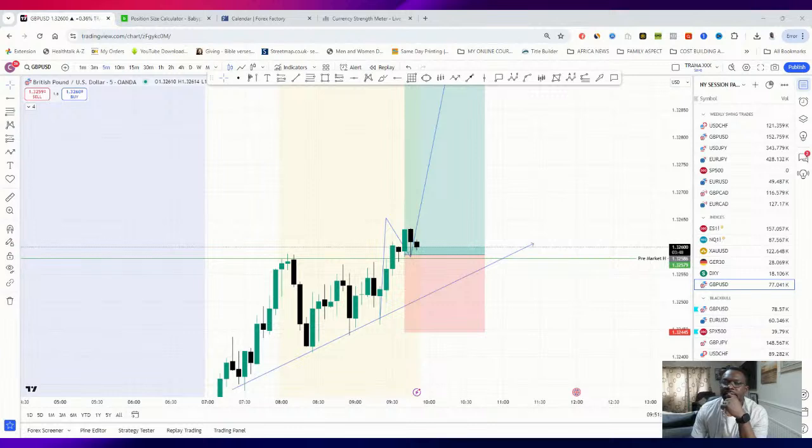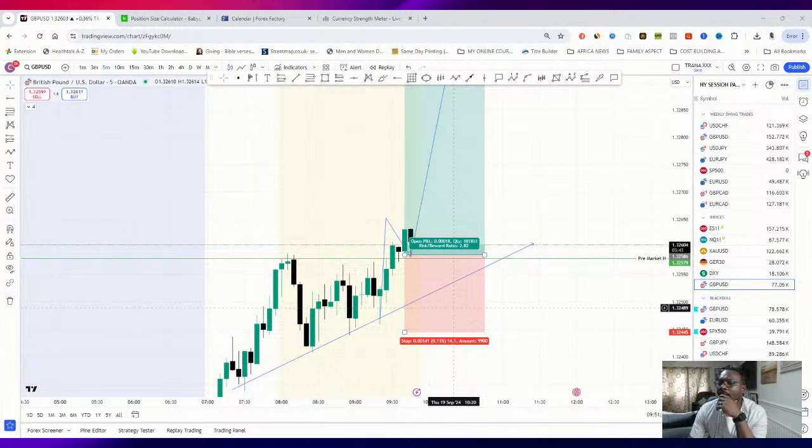What is the stop loss? 15 pips. We're using a 15 pips stop loss.